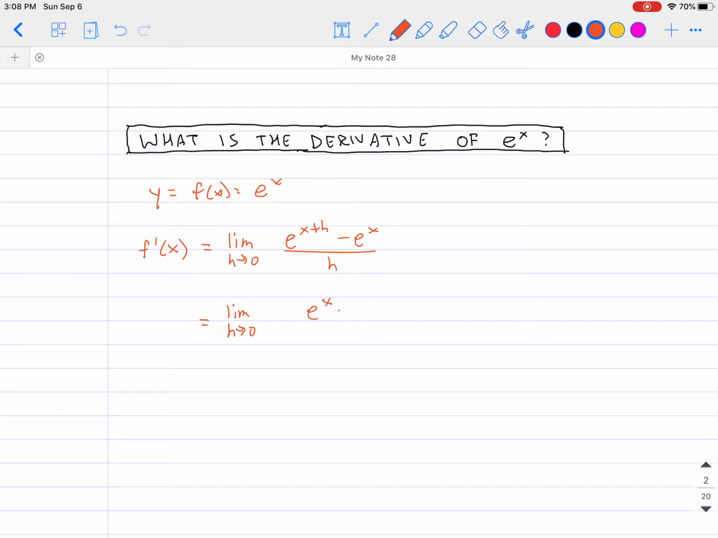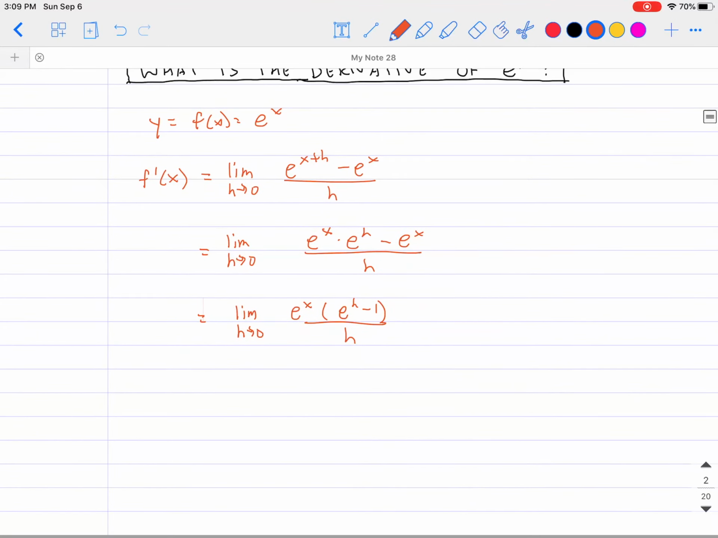Limit as h approaches 0. The e to the x on top, I can go ahead and factor out, because we have e to the x times e to the h minus e to the x, all over h. Okay, let's see. Limit as h approaches 0. The e to the x, they all have in common, so let's go ahead and take that out, as we said.